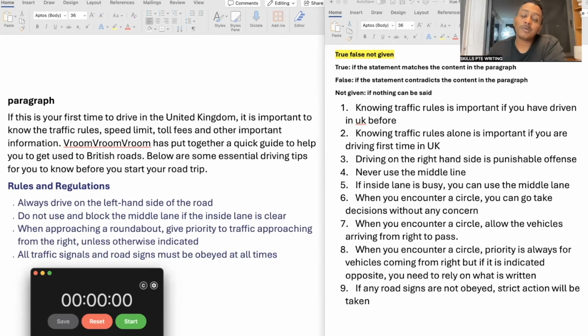True, false, not given going to be one of the most difficult things in the exam. So let's understand most out of it today. So I'm starting a timer of 6 minutes, should be more than enough. It's a very small paragraph. Don't fall for the traps. Let's start.